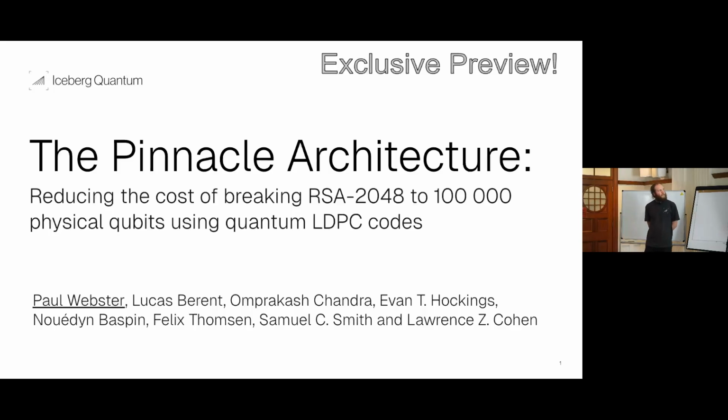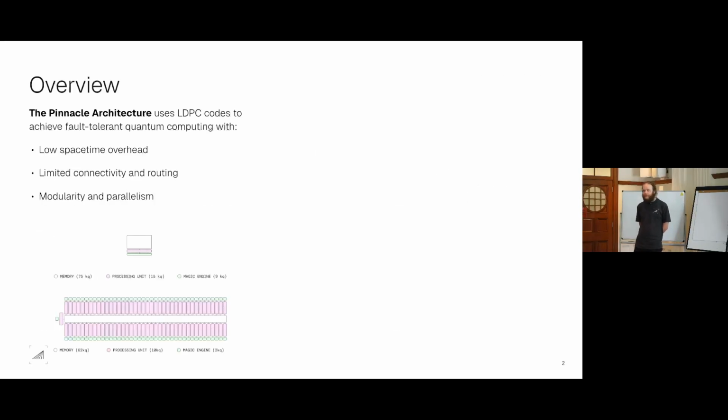So the bulk of this work is going to be about how we can build a new fault-tolerant architecture, the Pinnacle architecture, and how we can use it to reduce the cost of breaking RSA 2048 encryption to 100,000 physical qubits using quantum LDPC codes. This is joint work with my colleagues at Iceberg, Lucas Brent, Omka Chandra, Evan Hockings, Nuatan Busbin, Felix Thompson, Sam Smith, and Larry Cohen. So I want to start by going through the essentials of the talk in one slide. If you were out late last night and can only stay awake for 5 minutes, make it this 5 minutes.